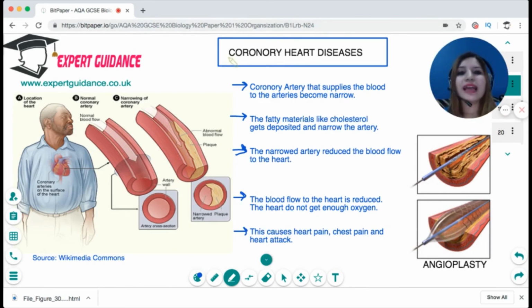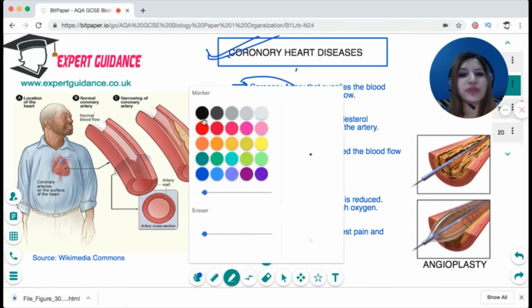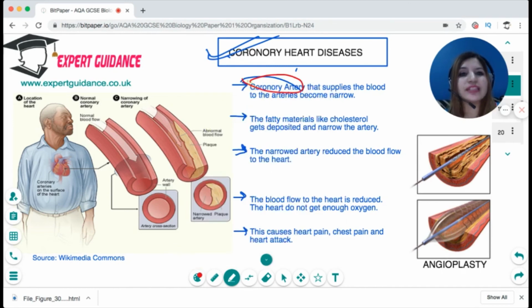Okay, now since we have discussed the heart, there are a lot of problems that can come up with the heart, and they are known as coronary heart diseases. Now, what are coronary heart diseases? If there's a problem in a coronary artery. What's a coronary artery? It is the branch of the aorta that supplies the blood to the heart. And if these arteries become narrow, why do they become narrow?